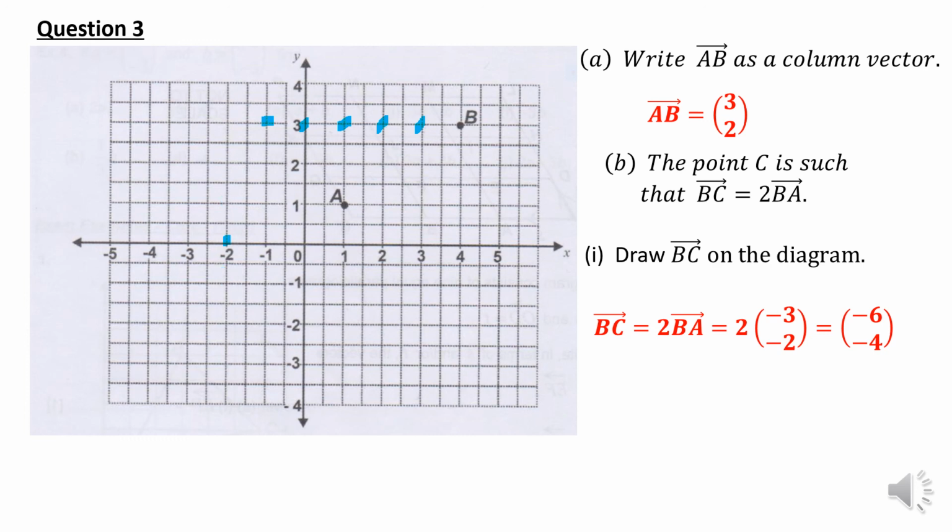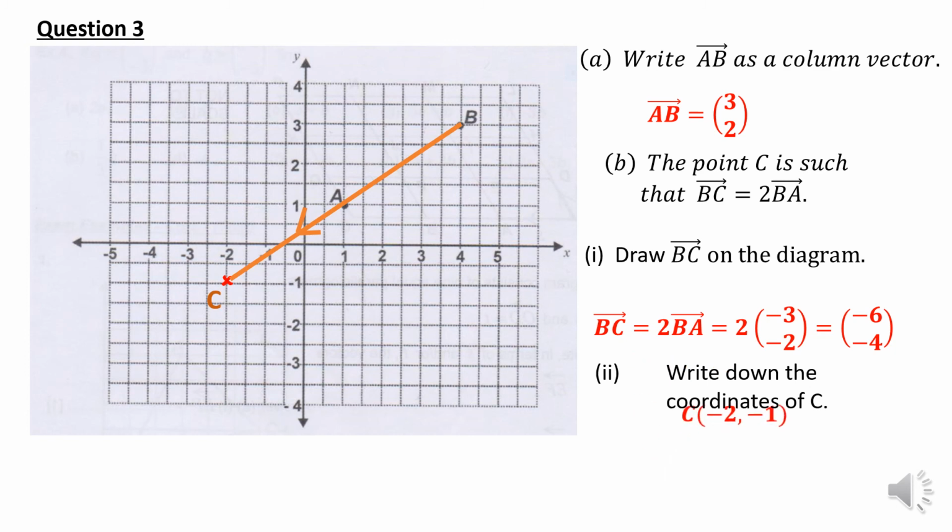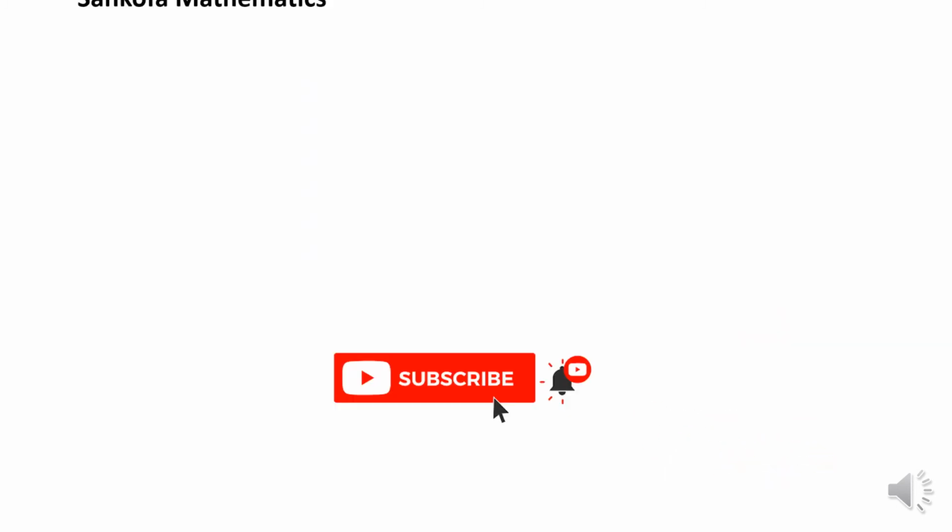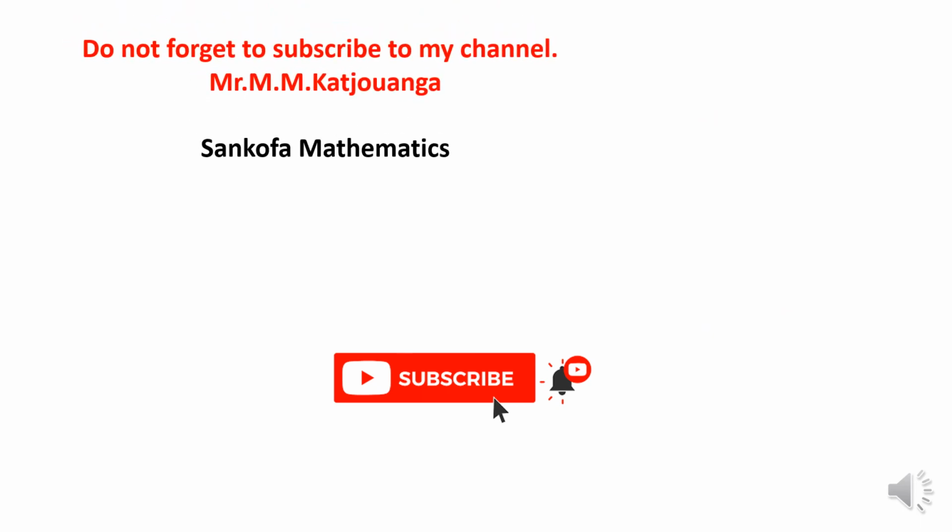Okay, so now we are supposed to draw the line. So if I draw the line, that's where I end up, and they ask us to write down the coordinates of C, and I can see where C is, -2 first, comma, -1. So that takes care of the work that the learners who are doing vectors in 2 dimensions have to know.